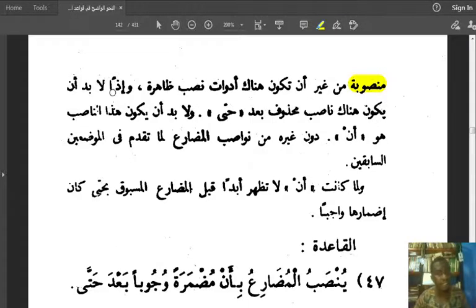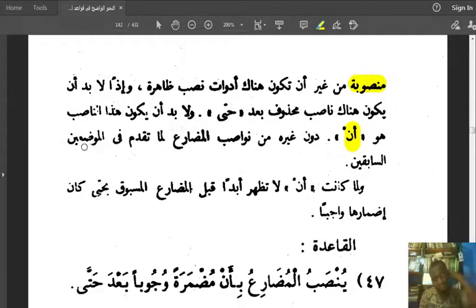So what is causing the nasb? وإذن لا بد أن يكون هناك ناصب محذوف بعد حتى. Since that is the case, definitely there should be a particular article that is causing the nasb, which is hidden. ولا بد أن يكون هذا الناصب هو أن دون غيره من نواصب المضارع, and none other than it among the factors that cause the mudari to be mansub. So it should definitely be an and not the other articles, which are idhan and lan.